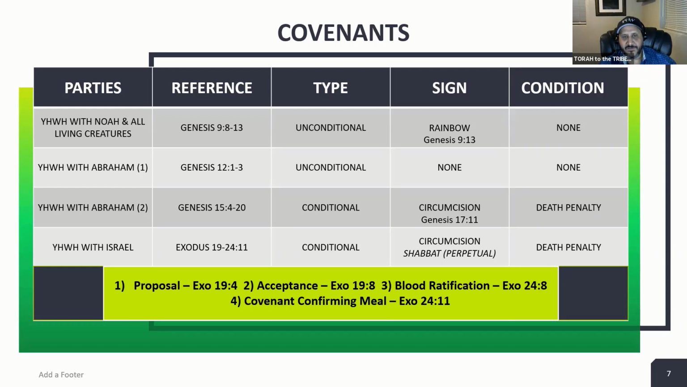Now, there was another sign given to Israel before Moshe came down the mountain with the tablets of stone and before the golden calf. That was to keep the Shabbat, a set apart day of rest. Exodus 31:16. Therefore, the children of Israel shall keep the Shabbat, to observe the Shabbat throughout their generations as a perpetual covenant. It is a sign between me and the children of Israel forever.